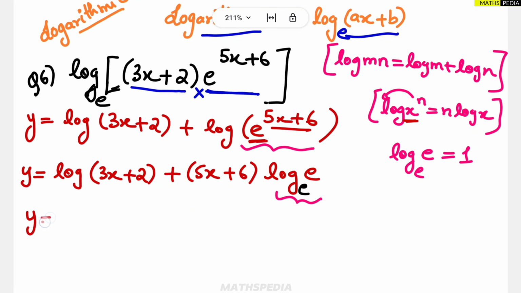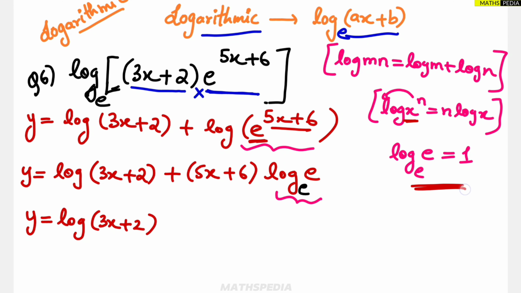So y is equal to log(3x plus 2). Now you'll ask me why we are not writing the base here. If they have not mentioned anything in the question, base 10 or base e, you have to understand it is base e only. So everywhere there is no need to write base e. I wrote it here because you have to understand the formula we are applying. Plus 5x plus 6, and this log e is gone. It is nothing but 1, and 1 into anything is itself. Okay, so this particular thing we got.